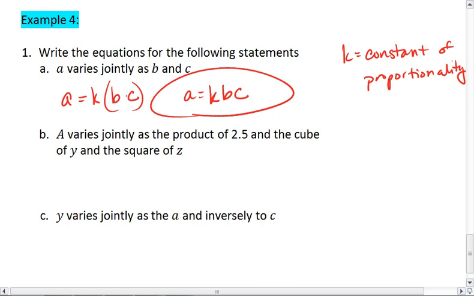Okay, in part B, we have A, capital A, varies jointly as the product of 2.5 and the cube of y and the square of z. Here we have A, which varies with 2.5 times the cube of y and the square of z, and all of that times some constant of proportionality k.